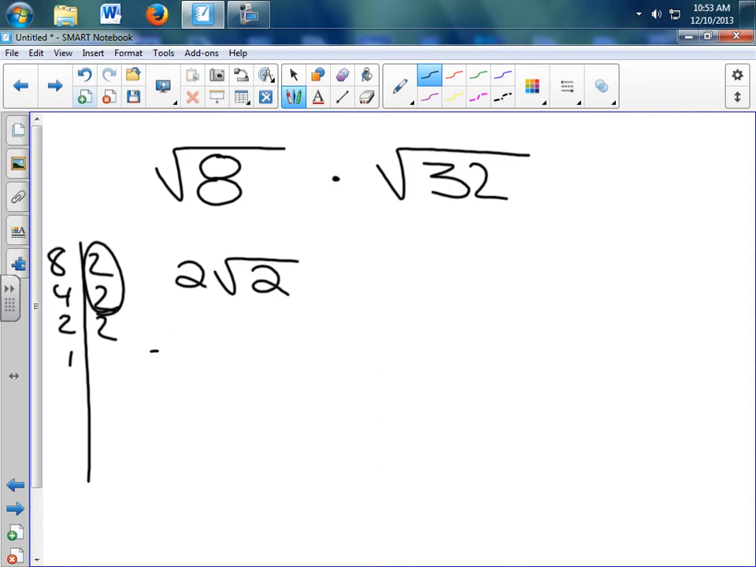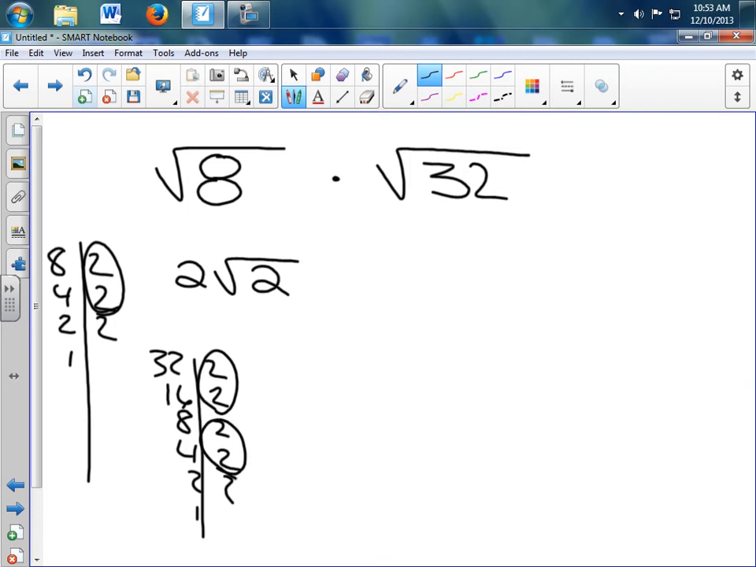We can do 32. Remember, smallest number is 2. Divide them. 16. Smallest number is 2. 8. Smallest number 2. 4. 2. 2. And 1. So now we have 2 pairs of 2, and 2 times 2 is 4. Okay? And then we are going to put a 2 in here.